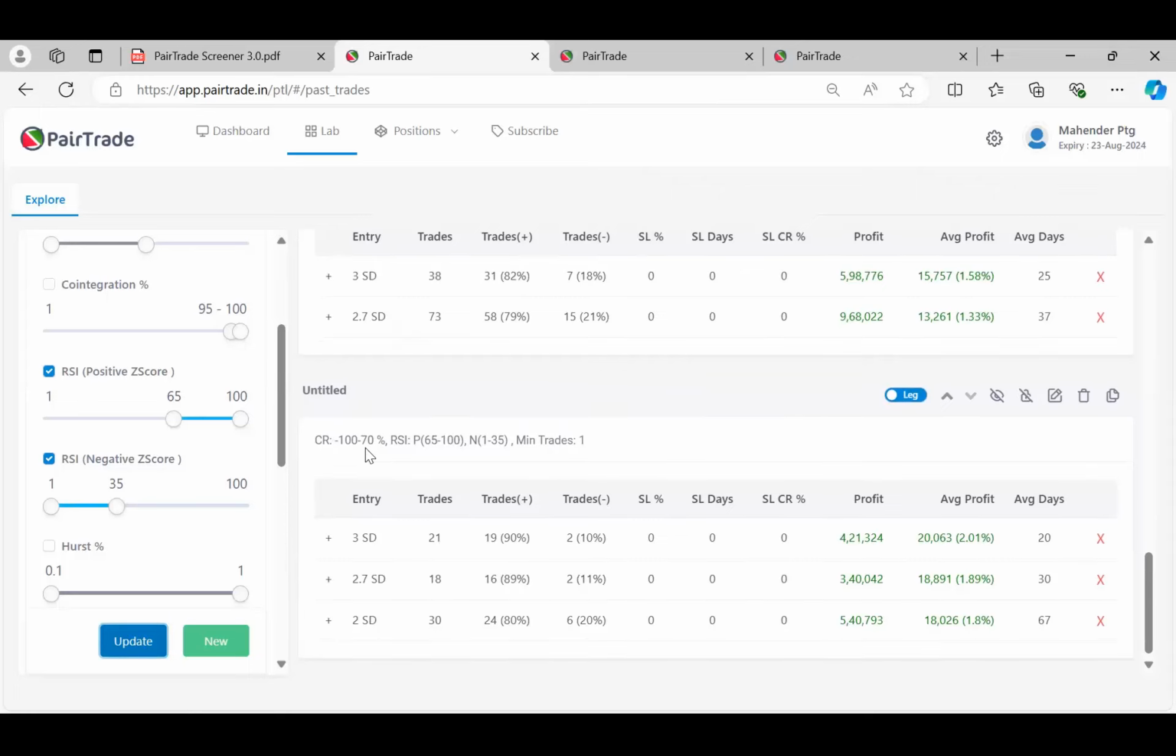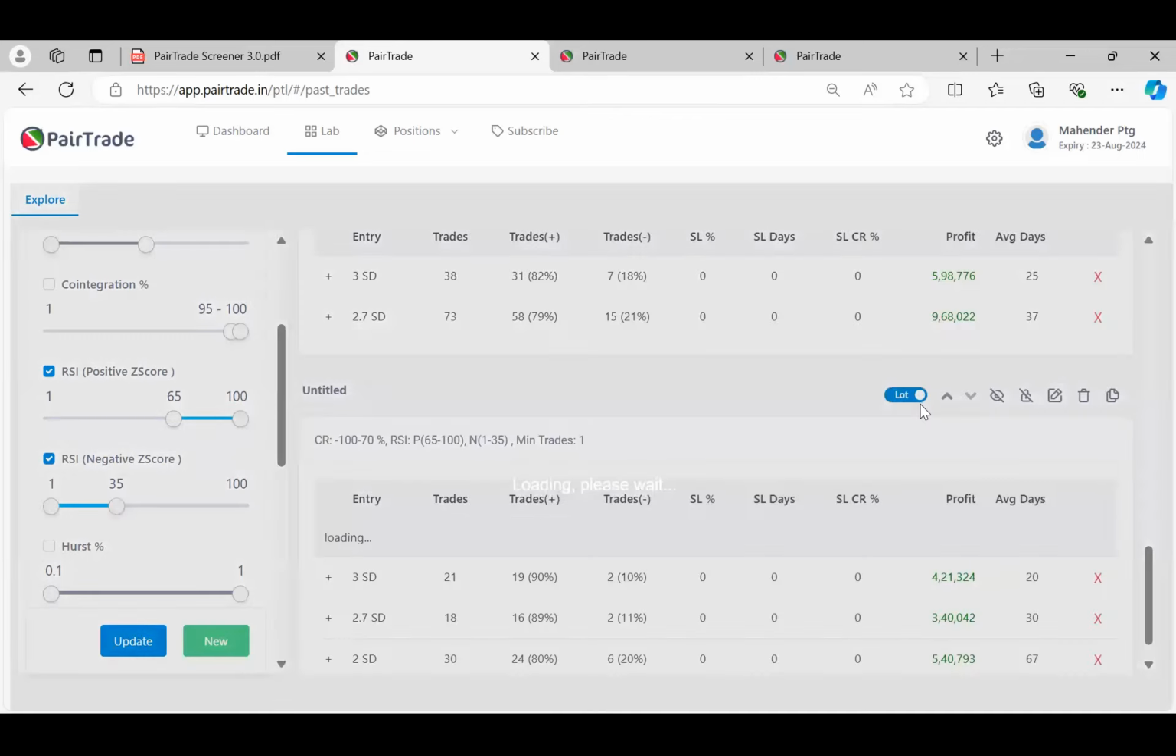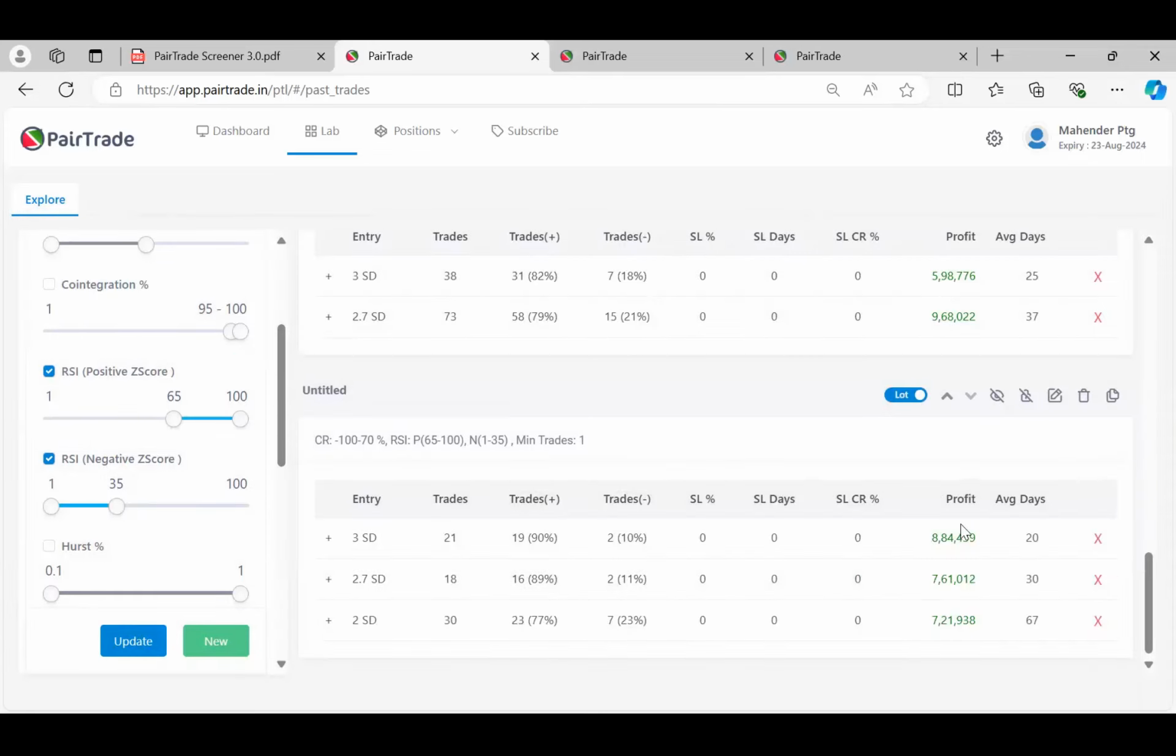Yeah, so RSI with correlation, the returns are good. The positive trades are 90%, 80% here with okay kind of returns. But if you look at the average profit at the higher end, right, 20,000, 18,000. If I look lot-wise, these are also good returns. Okay, but if you see, if you use multiple combinations, the number of trades is coming down.